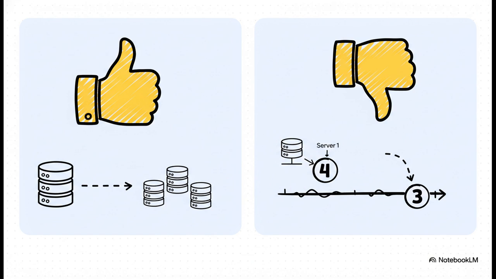Simple, right? But here's the killer problem. The IDs aren't chronologically ordered across the whole system. You could easily get ID number 4 before ID number 3 is created on the other server, and that completely breaks our sortable by date rule. So this one's a no-go.